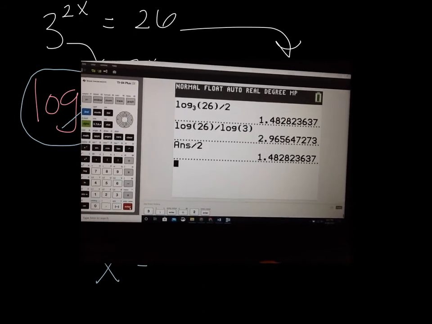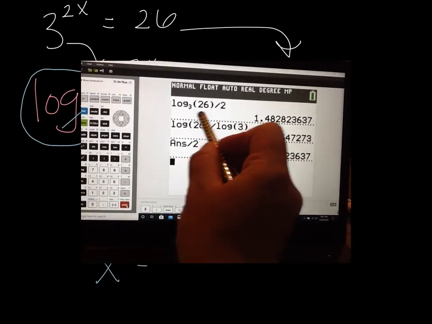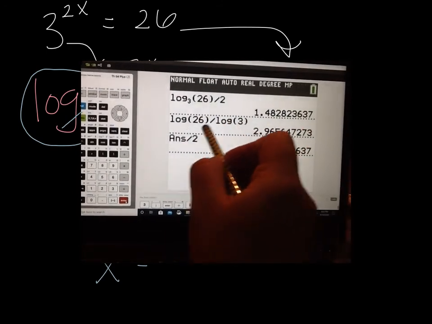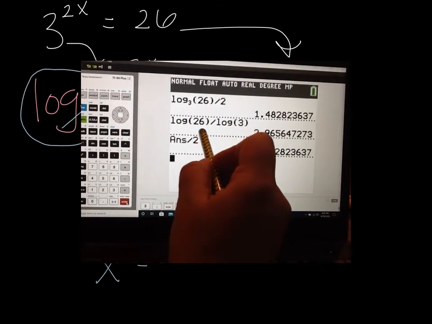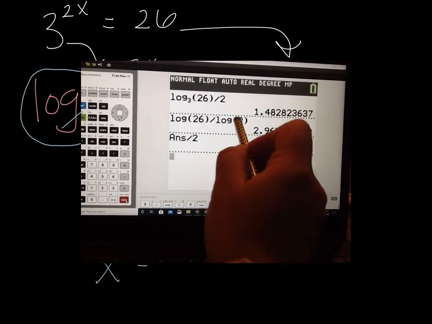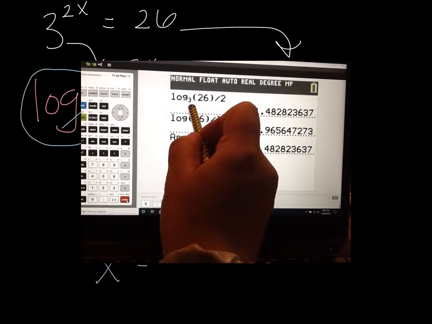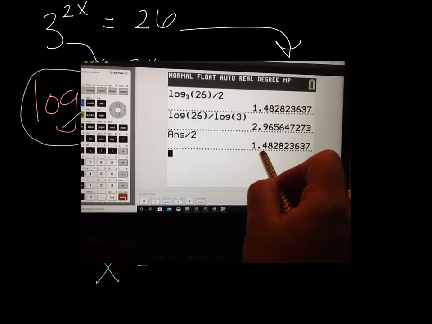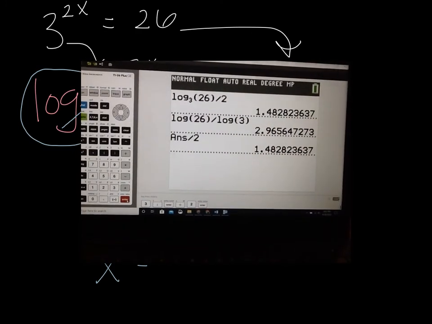So to plug this in, I could either do log base 3 of 26, and then divide by 2. If you don't have that special button, log 26, remember, divide by log of your base of this. It's the same thing as that. And then I divide by 2. Either way, I get the same answer.